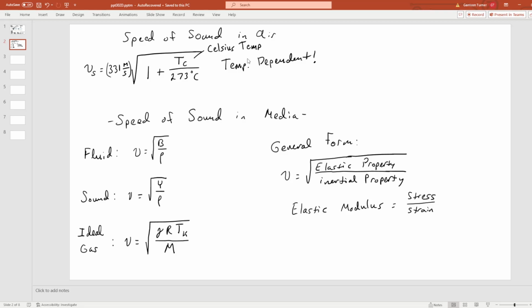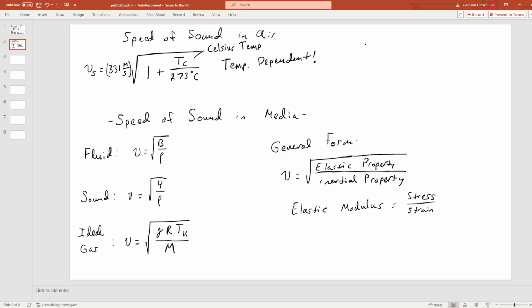Now, this formula is assuming atmospheric pressure, but the speed doesn't change all that much from sea level up to 10,000 feet. It doesn't change really all that much. So for our purposes, we can consider this to be pressure independent.